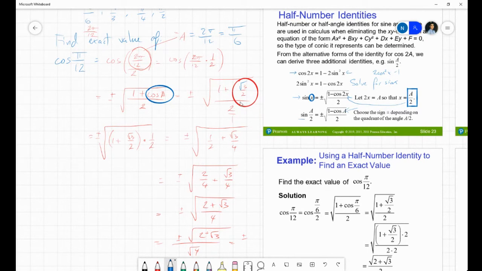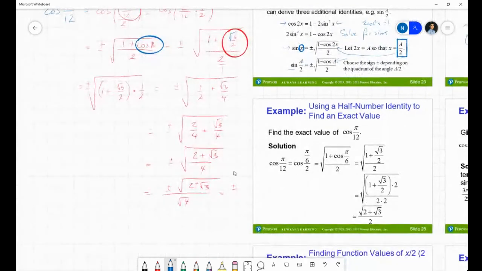Oh, okay. Yeah, I got it. So it all simplified down to plus or minus 2 square root of 2 plus square root of 3 over 2. Oh yeah, here we go.